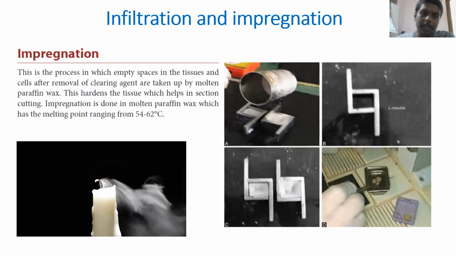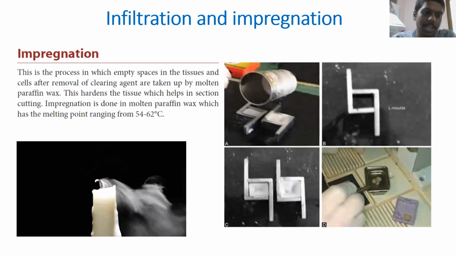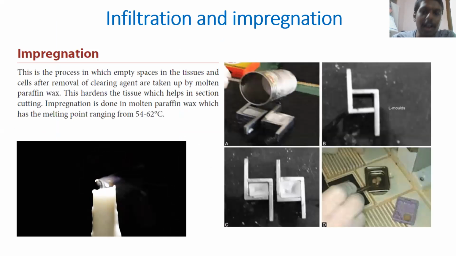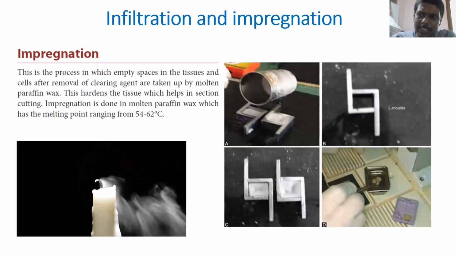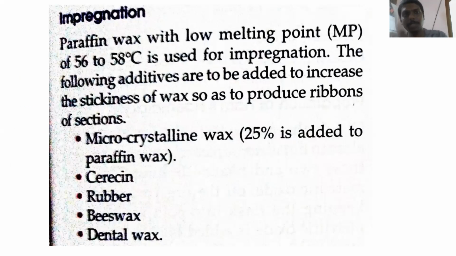Then infiltration and impregnation. Infiltration and impregnation is a process by which we will suspend the tissue in hot wax. So the wax will start infiltrating into the pores of the tissue, so the tissue will become hard. For this purpose, we will use wax at a temperature of around 62 degrees centigrade. At this temperature, we will suspend the tissue, so the wax will start impregnating within the tissue. We have different types of impregnating agents, such as microcrystalline wax, sericin, rubber, beeswax, or even dental wax can be used as infiltrating agents.